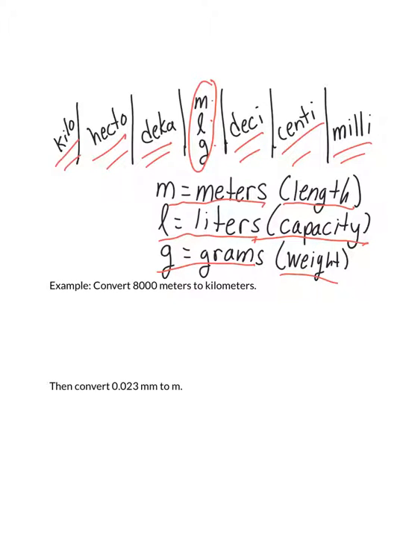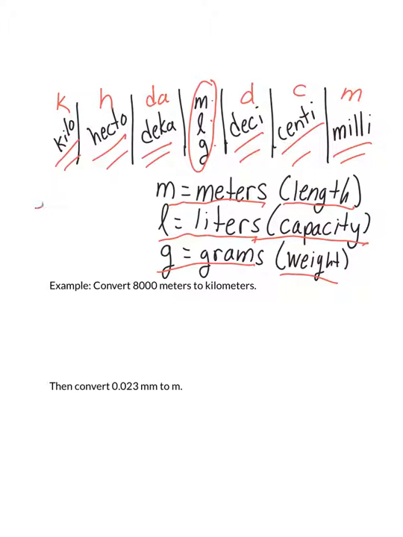Now the abbreviation for kilo is going to be just a K. The abbreviation for hecto will simply be an H. We have 2 D's, a deca and a deci. Deca will be DA as its abbreviation. Deci will just simply be one D. Centi will be a C, and milli will be an M.